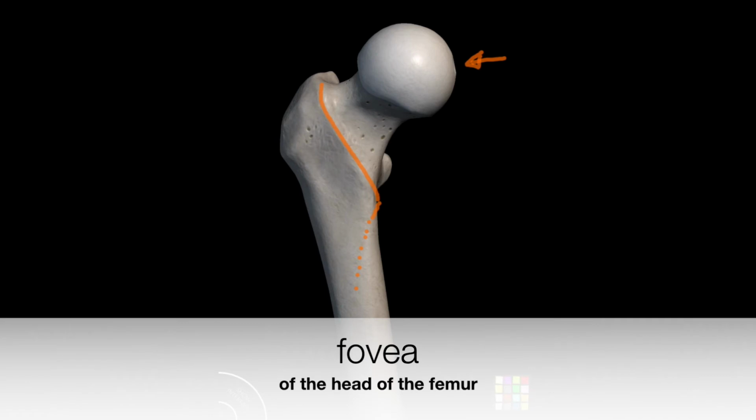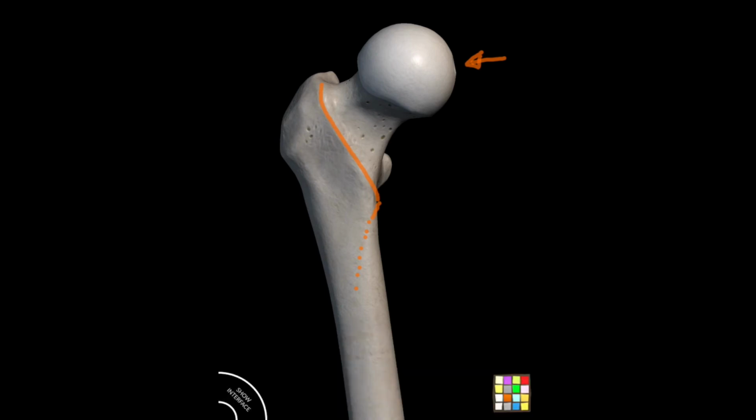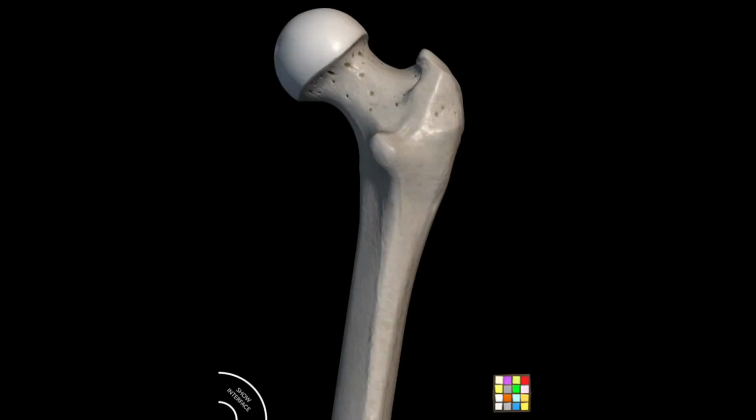Looking closely here, we can see this pit in the head of the femur. That's the fovea, and is the site of attachment of a ligament which helps to stabilize the femoral head in the acetabulum. And there are numerous vascular channels in the bone for blood vessels that supply the head of the femur from more distally. So in this way.